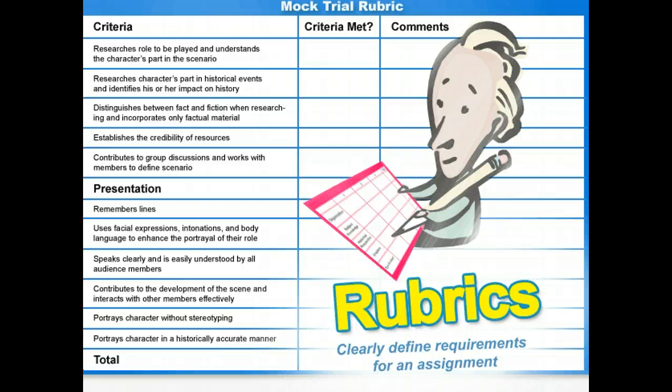Although rubrics may look complicated, they are actually relatively easy to create. First, you need to take the time to clearly define the requirements for an assignment. Then you can simply create a table in a document using a word processor program and enter the information in the cells. You could also use a spreadsheet application to create a rubric.